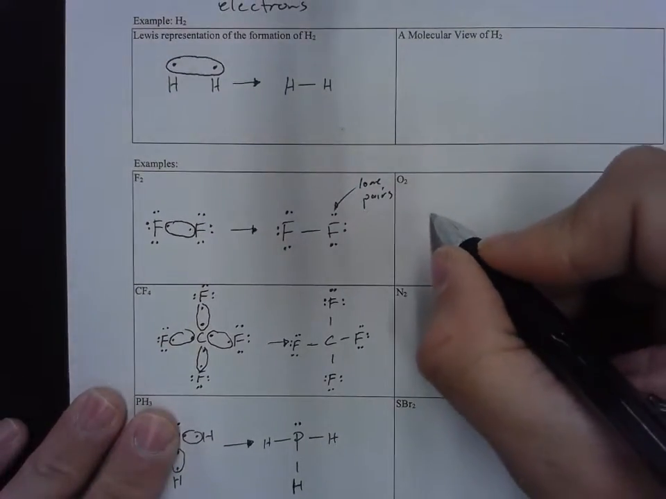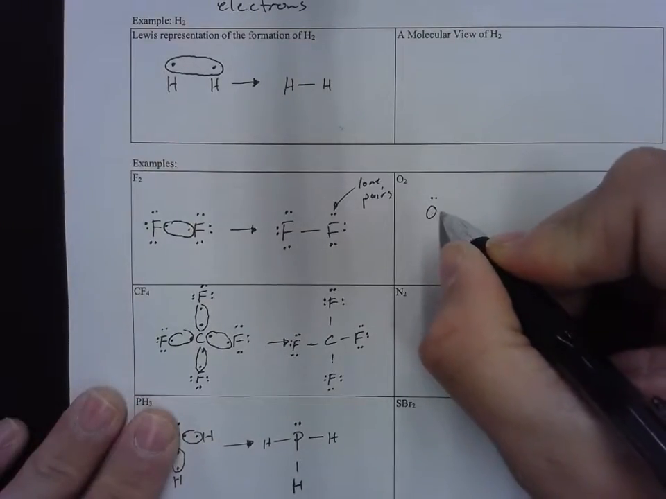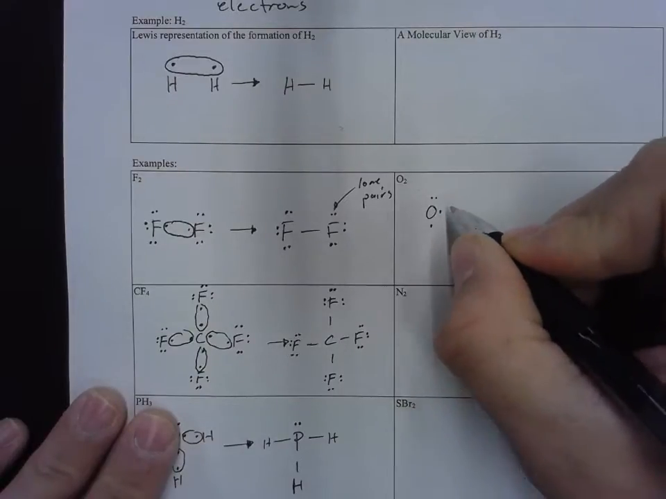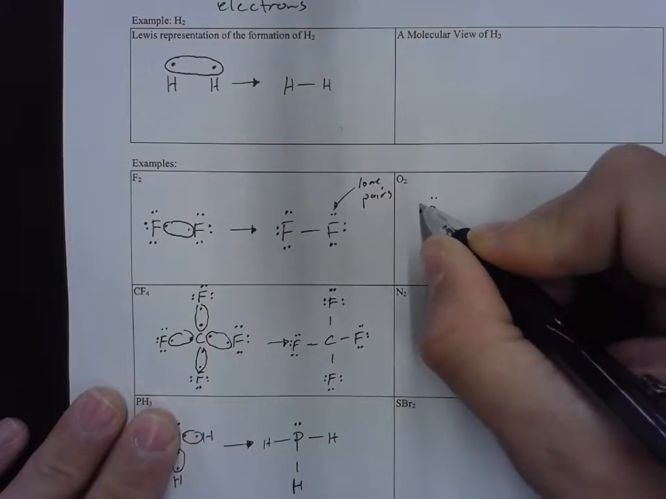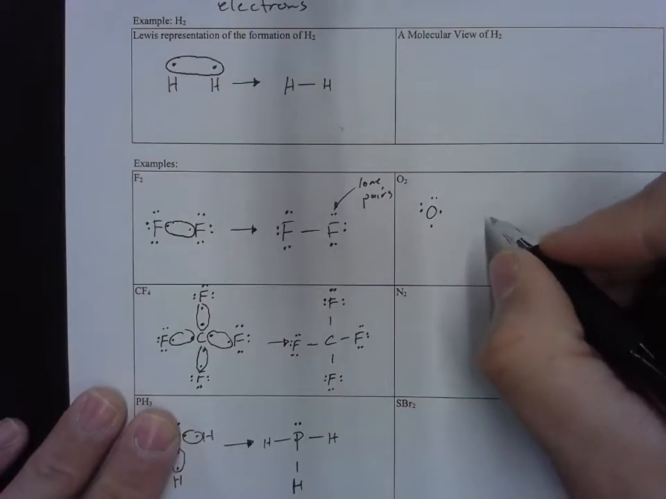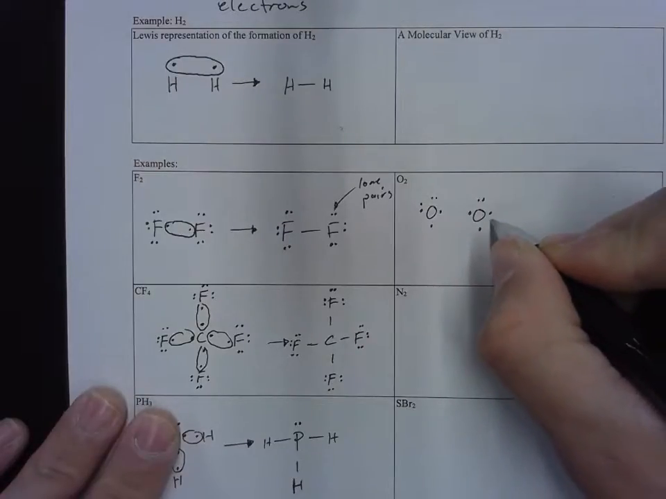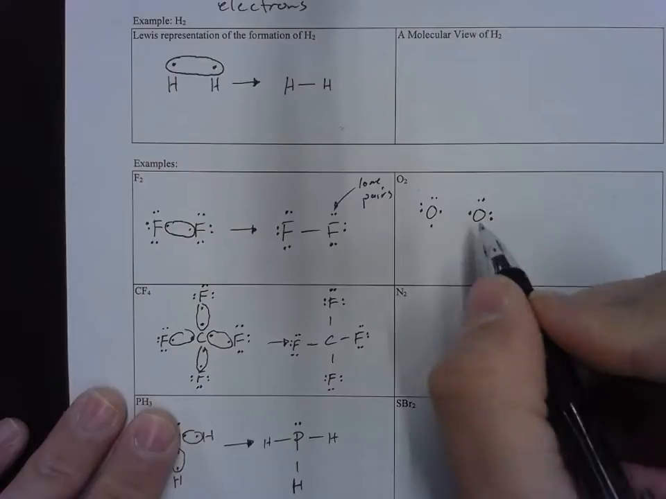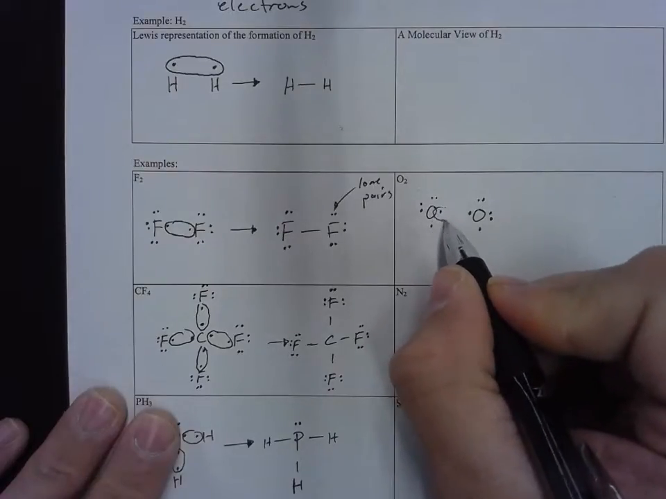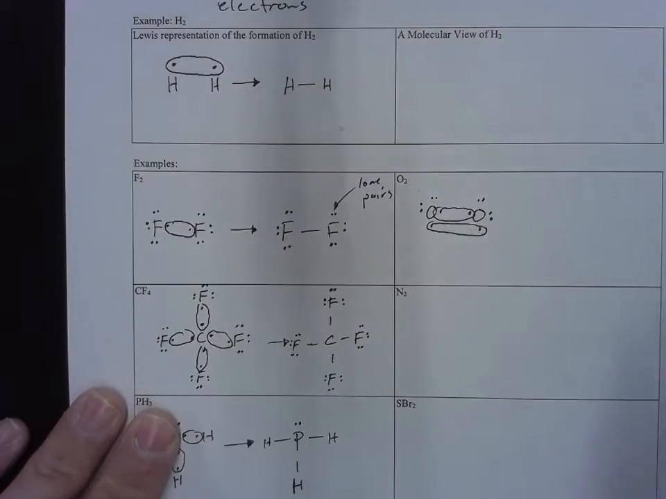All right, let's try a trickier one. Let's try O2. So oxygen, 1, 2, 3, 4, 5, and 6. Okay, I should have gone around clockwise, but that's okay. 1, 2, 3, 4, 5, and 6. Okay, cool. You don't touch the lone pairs, but what you can do is these single electrons can bond right there. Those single electrons can bond.